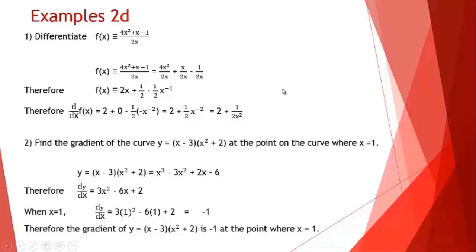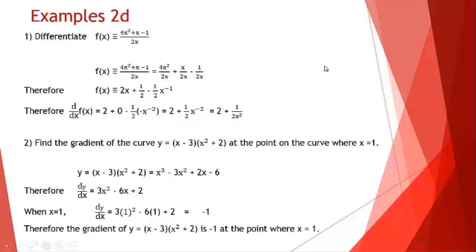Therefore, the derivative of f of x would give us 2 plus 0, since 1 half is a constant, take away 1 half times negative x to the power negative 2. So we times by the power and then take away 1 from the power, so that would give us x to the power negative 2, which equals 2 plus 1 half x to the power negative 2, which is simplified to get 2 plus 1 over 2x squared.